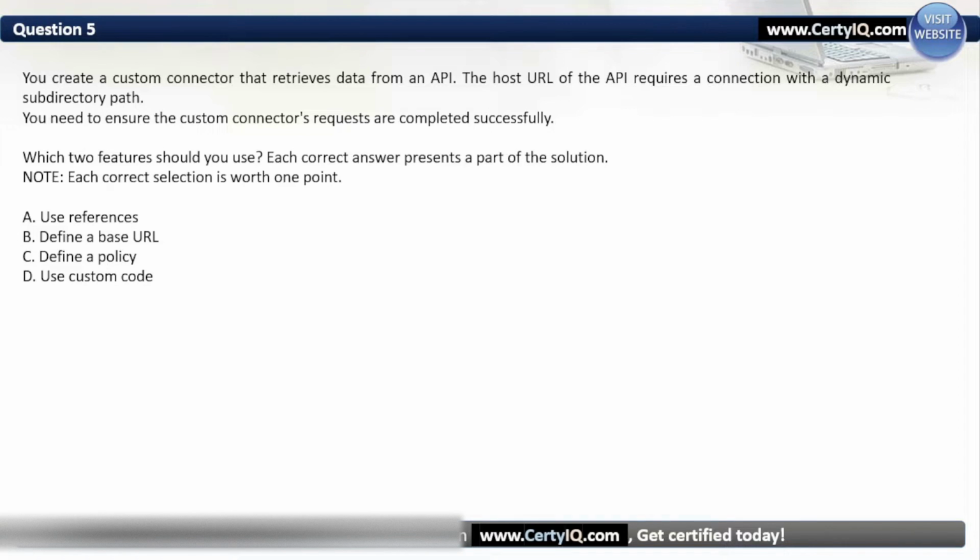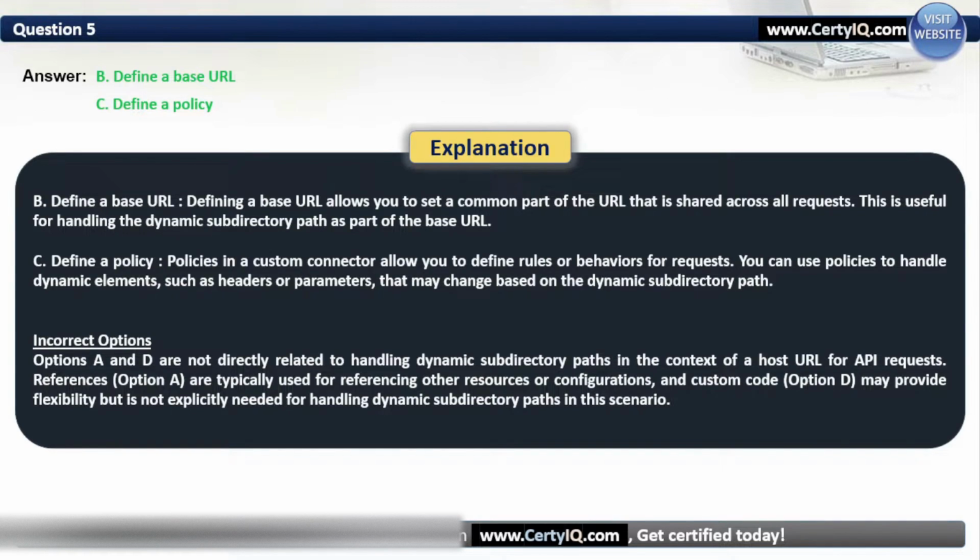The correct options are B and C, that is, define a base URL and define a policy. About the options, B. Define a base URL. Defining a base URL allows you to set a common part of the URL that is shared across all requests. This is useful for handling the dynamic subdirectory path as part of the base URL.